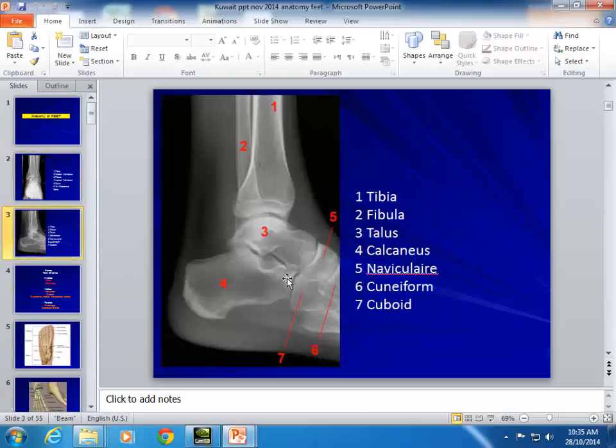This is the lateral projection. Okay. Lateral projection, again, that's the fibula, that's the tibia.